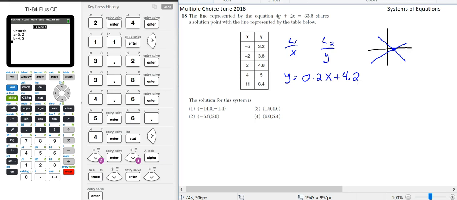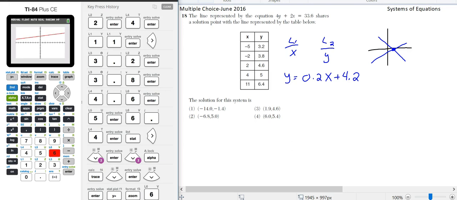This is actually our second equation, and we already have it graphed. If you see in y equals, the calculator already put it there. So if we look at the graph, zoom 6, that's the line that contains these points in the table. But now we want to graph the other equation.